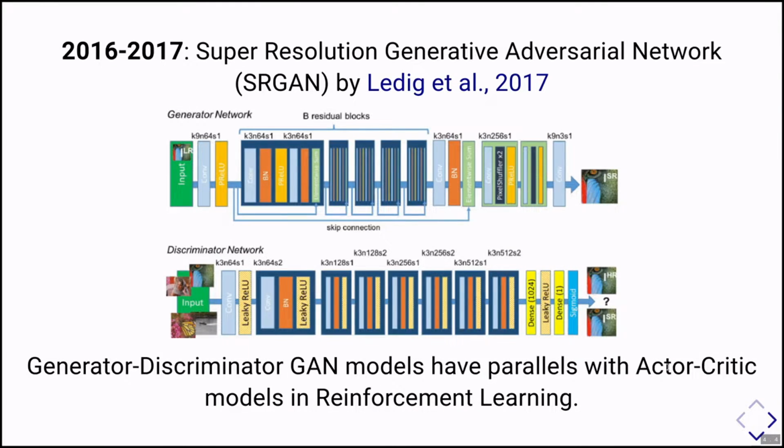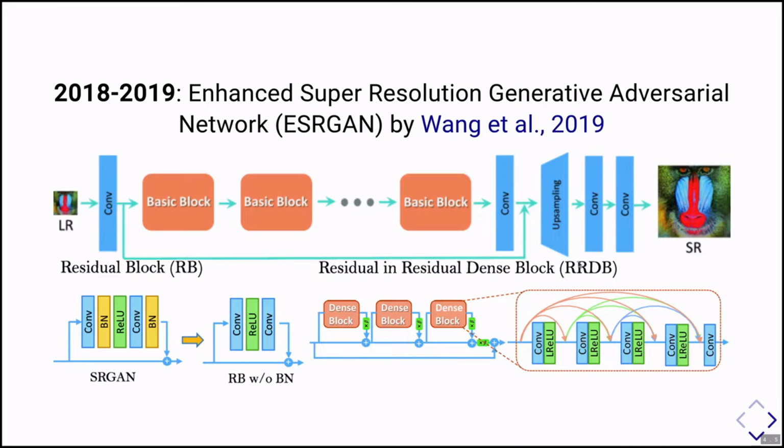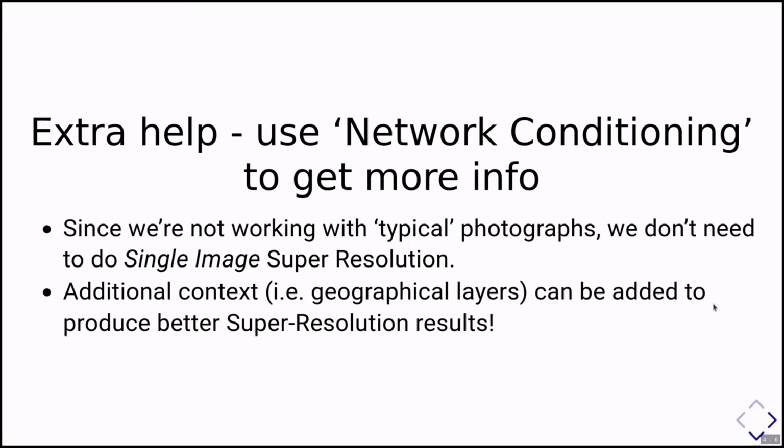So these have parallels with the actor-critic models in reinforcement learning, if any of you are more familiar with that. And so fast forward 1 to 2 years later, we have an enhanced version of this. The same group improved the model a bit. One key thing they found was that if you remove the batch normalization layers, that actually helps with the super resolution result. They've also tweaked the upsampling regime, and added more skip connections, so denser networks that can learn more features.